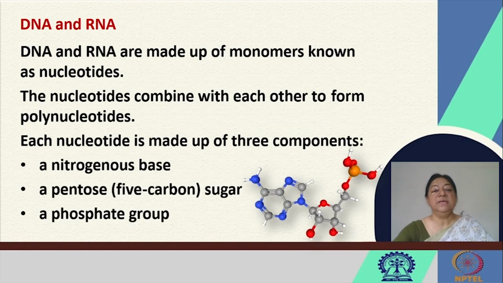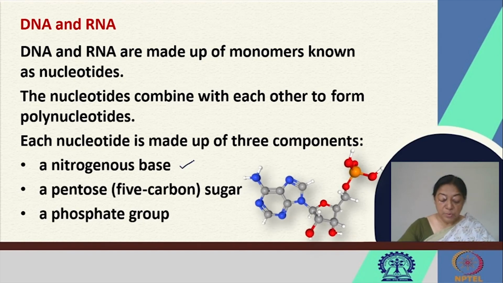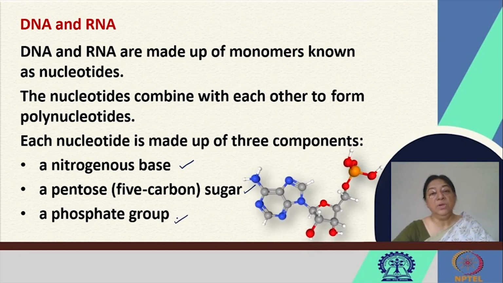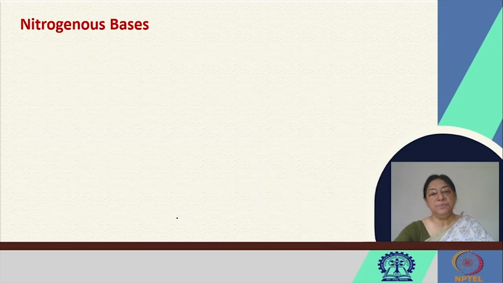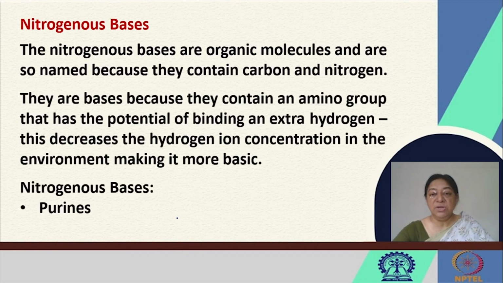When we look at the DNA and RNA structures, the nucleotides, as we saw, were composed of a nitrogenous base, a 5-carbon sugar, a pentose, and a phosphate group. Now, the nucleotides themselves combine with each other in what are called phosphodiester bonds to form polynucleotides, longer chains of the mononucleotide. The nitrogenous bases that are involved in the specific structures of DNA and RNA are of specific types. They are generally organic molecules.